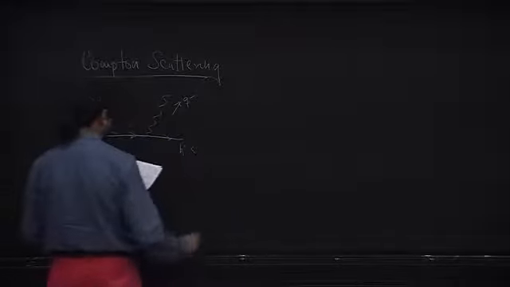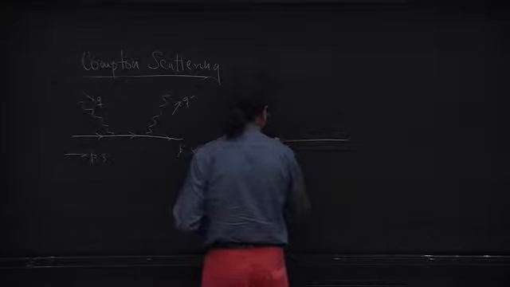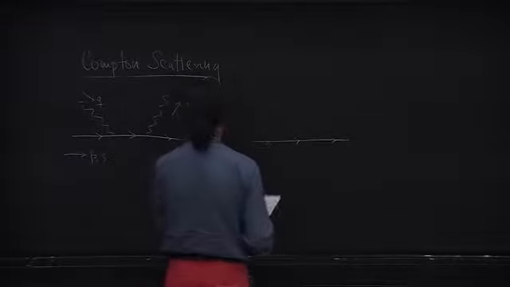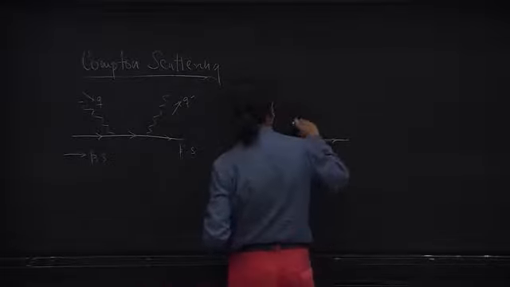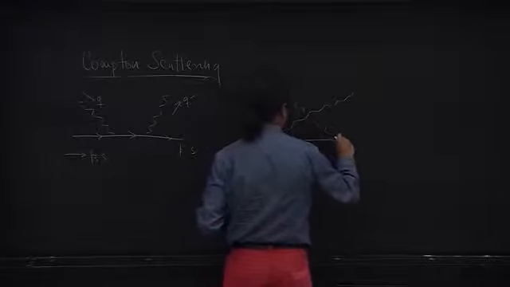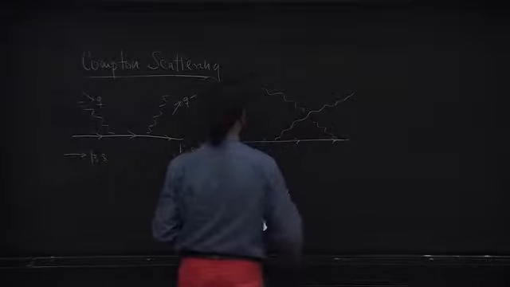And there are two of them. So the electron can actually emit the final photon before it absorbs the initial photon.